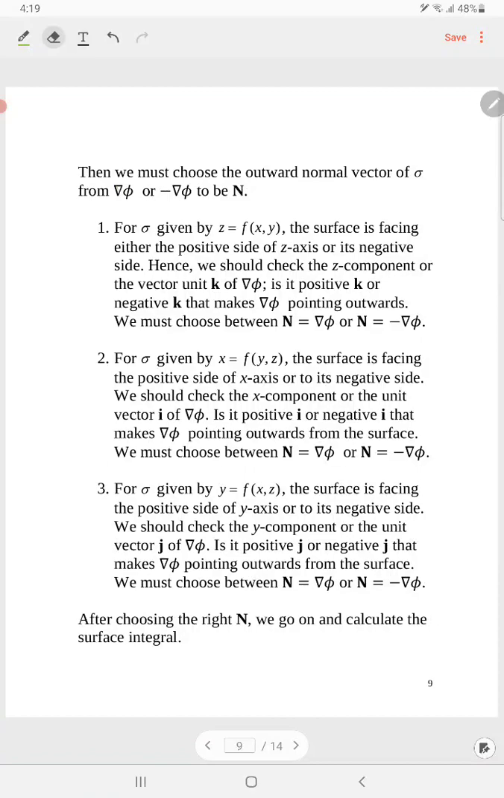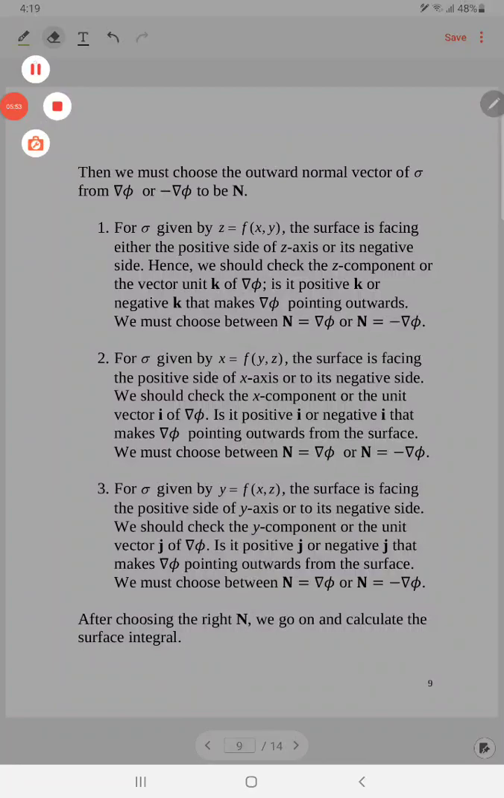Okay, so now I'm going to explain which normal vector, which del phi, to choose regarding our normal vector. Here we have three cases. Now let's look at the first case.